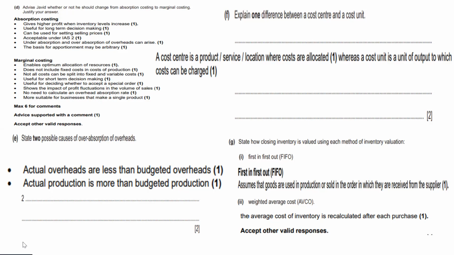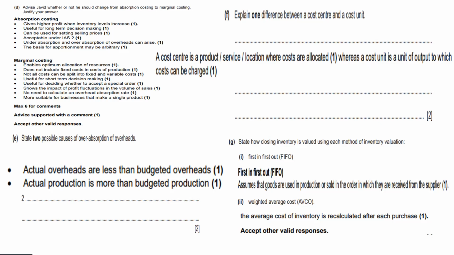Over absorption of overheads. Overabsorption of overheads can be if the production is more than the budgeted production and the overheads are less than the budgeted overhead. Okay, over absorption means what? Overabsorption means that you produced more than you planned. You over recovered. Actual expenditure was less than budgeted, or actual production is more than budgeted.